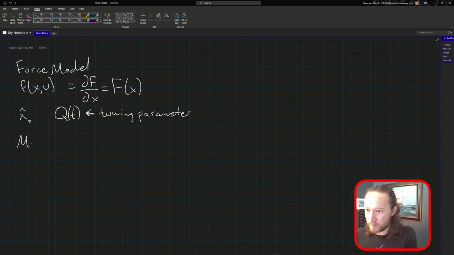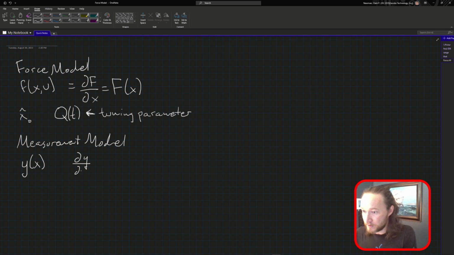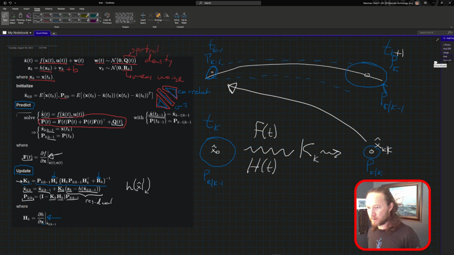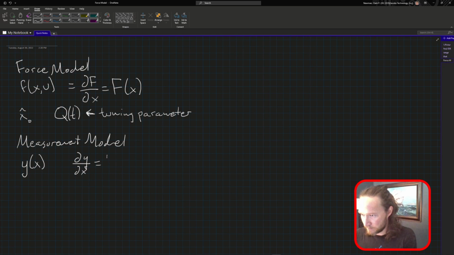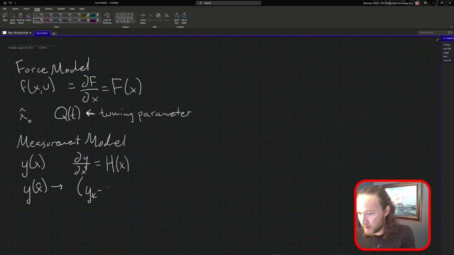So we have our force model and we have our measurement model. And of course, we saw that earlier, y of x, it too has a Jacobian that we just call, what do we call it earlier? H, capital H. We also have one thing that we kind of breezed over, which was applying our measurement model to our estimated state, and then creating our residual from that, y of x hat k. So remember we said earlier, this is our residual, and this is what drives the update.